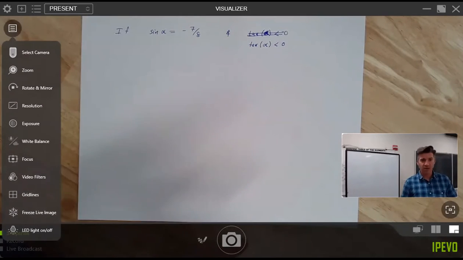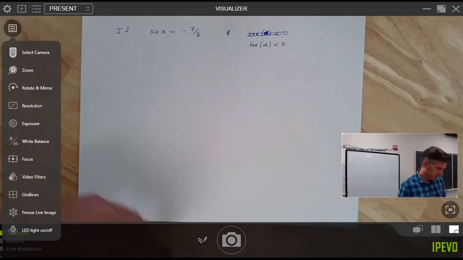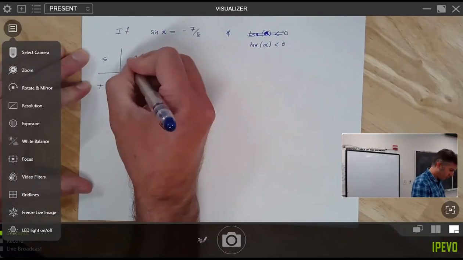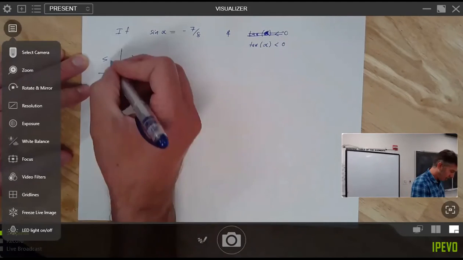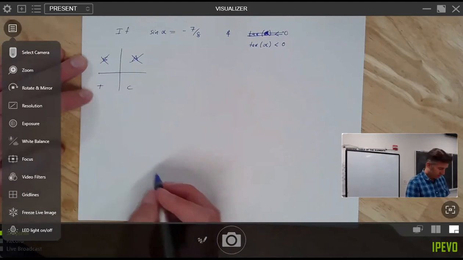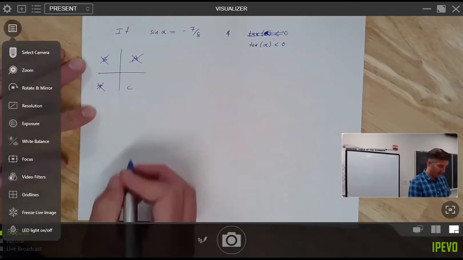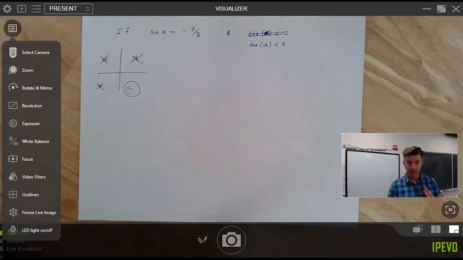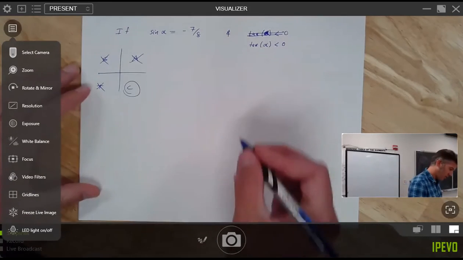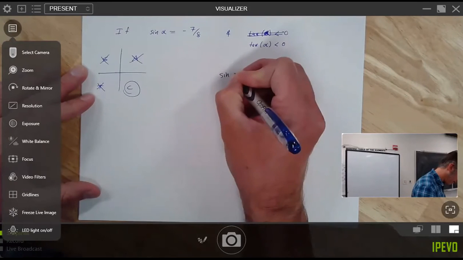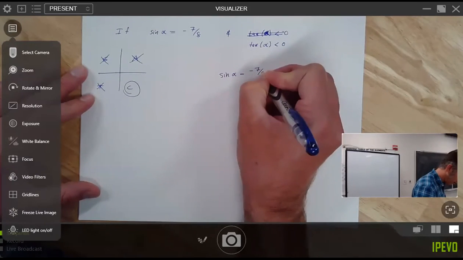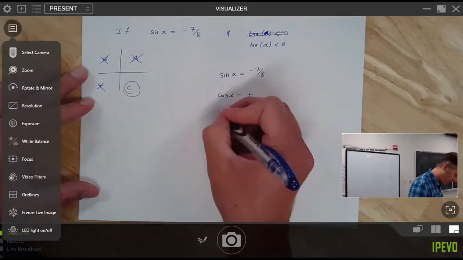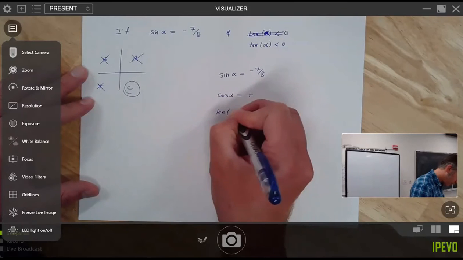So before we even start talking about the values, let's talk about what quadrant we're in. We're not in quadrant 1 because something's negative. We're not in quadrant 2 because sine is negative. We're not in quadrant 3 because tangent's negative. We have to be in quadrant 4. So in quadrant 4, cosine will be positive and sine and tangent will both be negative. So we can even start writing it out. We know that sine of alpha is negative 7/8. Whatever cosine ends up being will have to be positive. And whatever tangent ends up being will have to be negative.